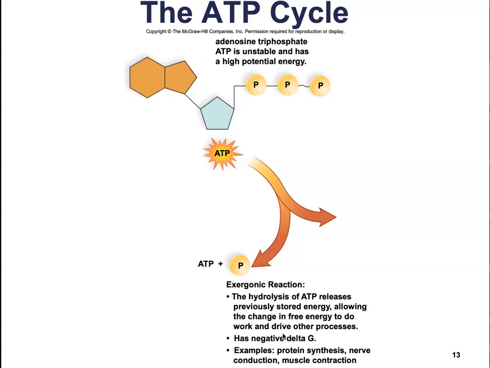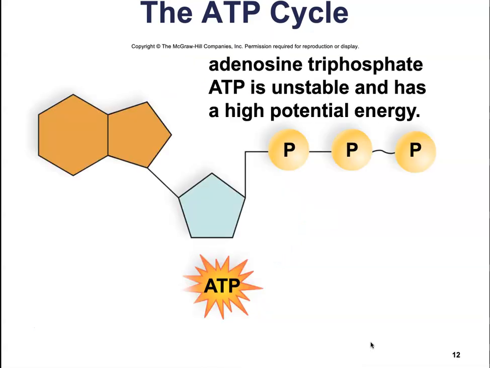But I more just want you to understand that an exergonic reaction is a reaction that's going to release energy, okay? It's not really create energy, it's release energy, right? Because it's not created. That energy was stored in these phosphate bonds here. When that bond is broken, it releases energy, okay? So examples: protein synthesis, nerve conduction, muscle contraction. Those are examples of things that require energy, okay?